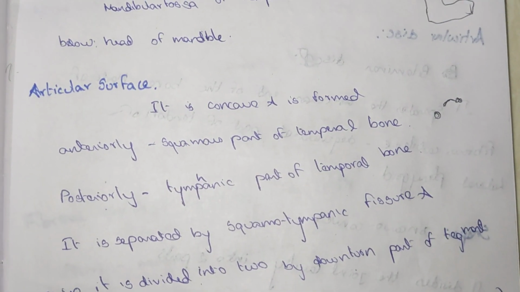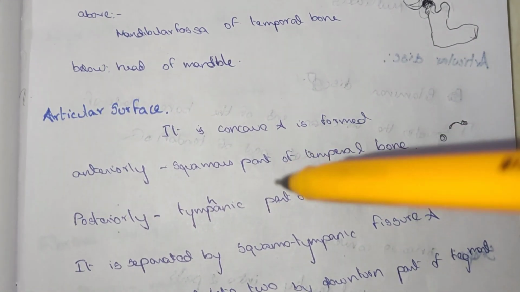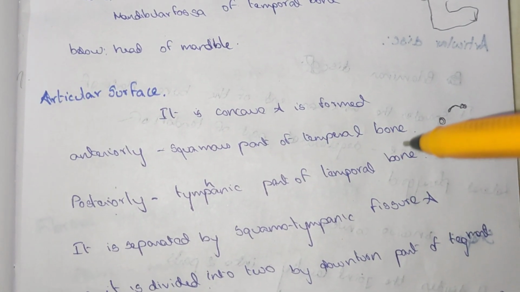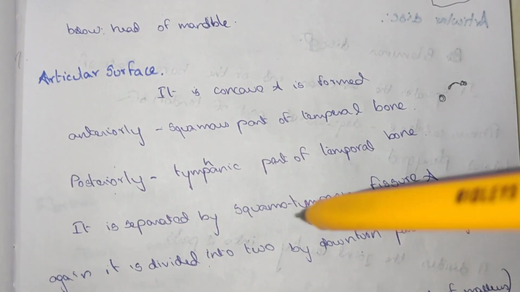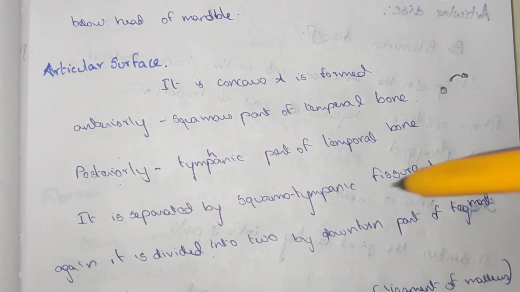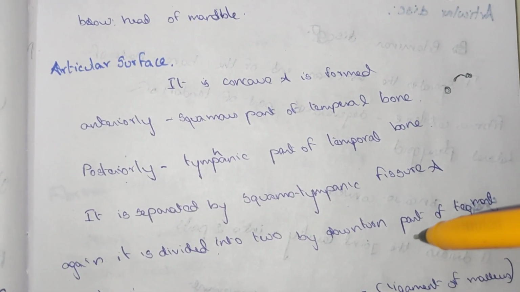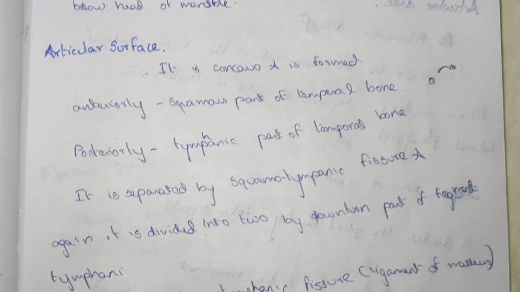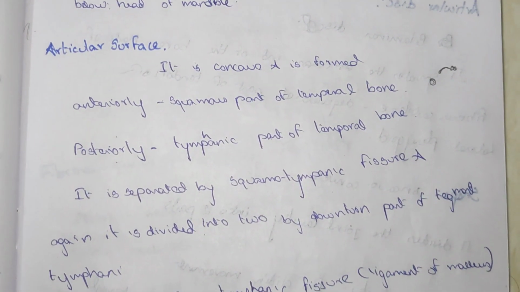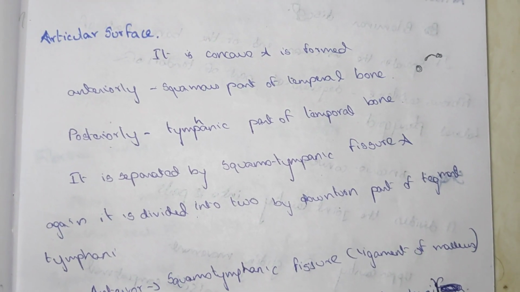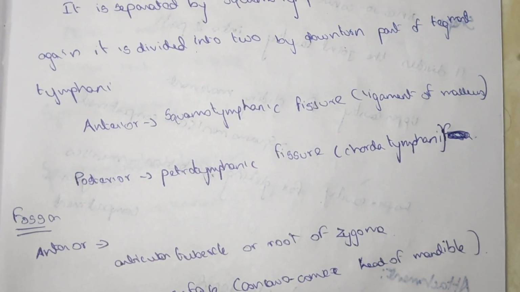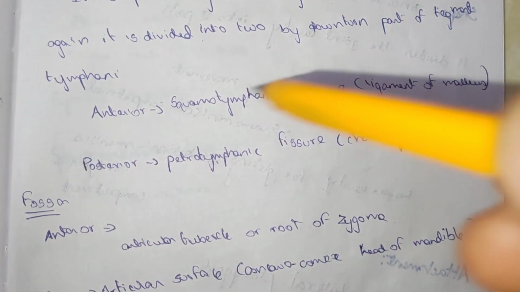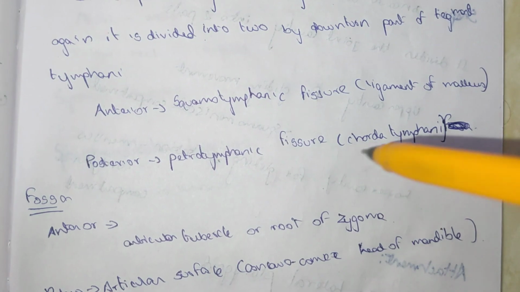The articular surface is concave. It is formed anteriorly by the squamous part of the temporal bone and posteriorly by the tympanic part of the temporal bone, and it is separated by the squamotympanic fissure. It is again divided into two by the downturned part of the tegmen tympani. Anteriorly, through the squamotympanic fissure passes the ligament of the malleus, posterior to the petrotympanic fissure.